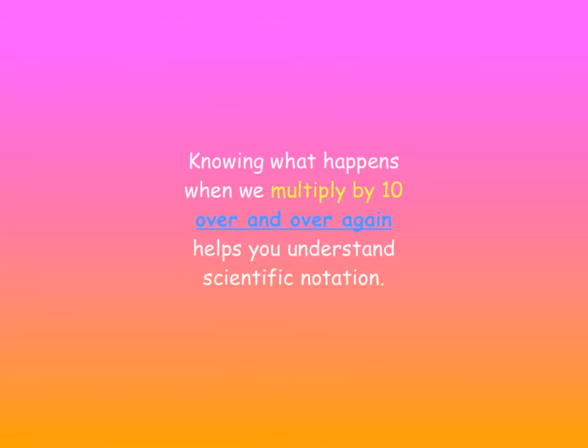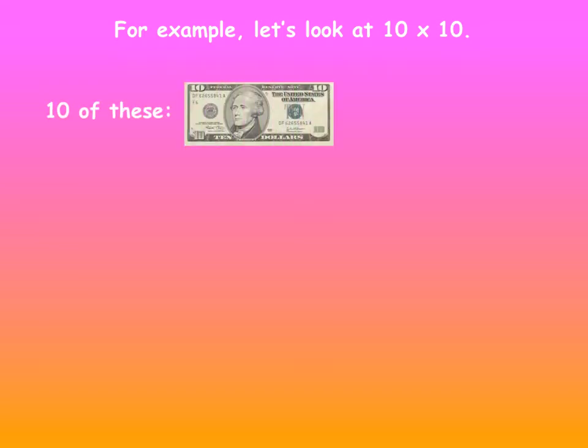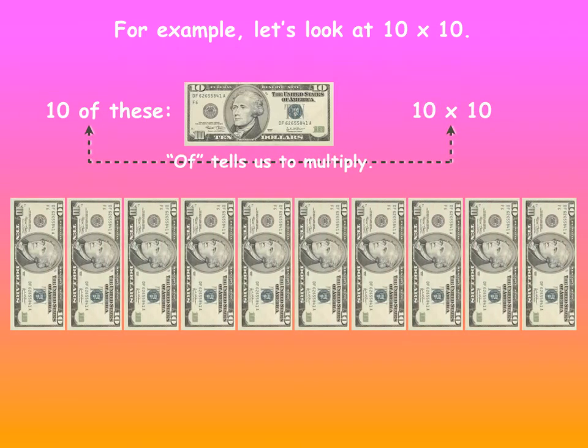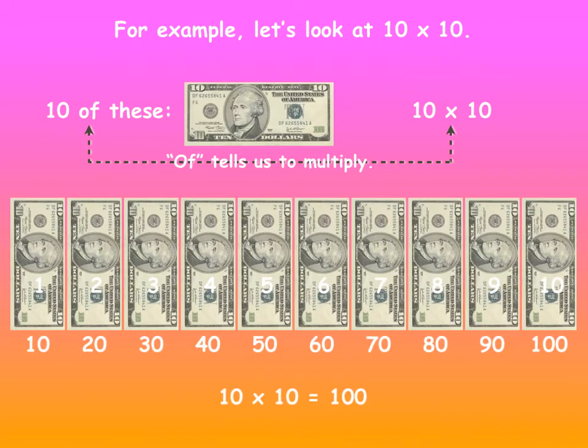Knowing what happens when we multiply by 10 over and over again also helps you understand scientific notation. For example, let's look at 10 times 10. 10 of these $10 bills is an example of 10 times 10. And here's a picture of 10 $10 bills, which makes $100. So 10 times 10 is 100.